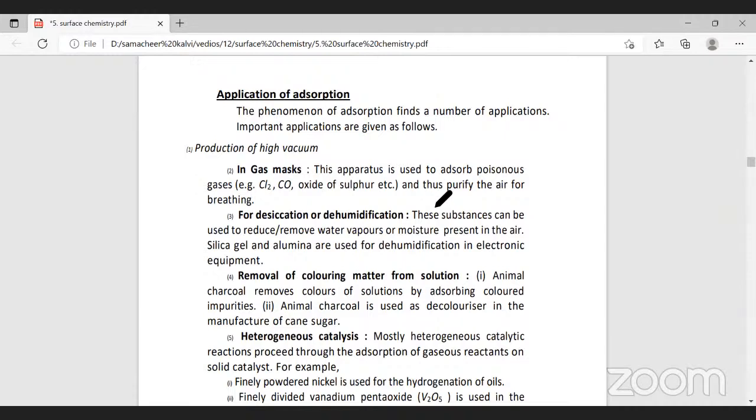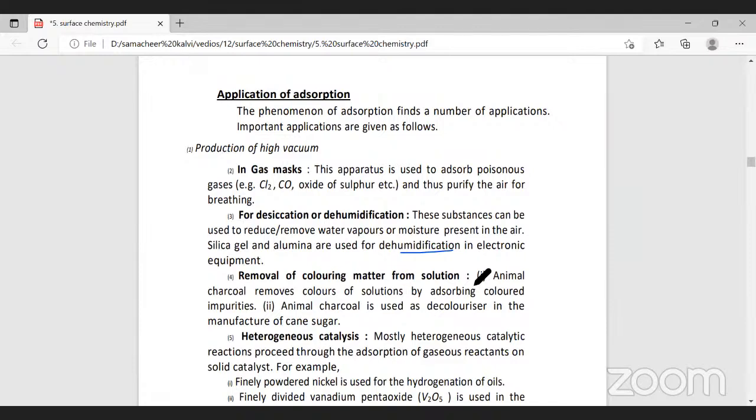Third application is desiccation or dehumidification. These substances can be used to reduce or remove water vapor or moisture present in air. Removal of moisture from air is called desiccation. Silica gel and alumina are used for dehumidification in electronic equipment. You have observed silica gel sachets whenever you buy electronic equipment, kept near the apparatus to remove the moisture present in air.